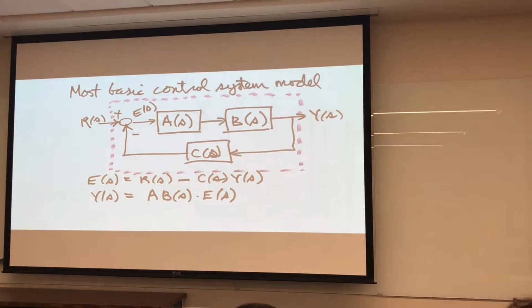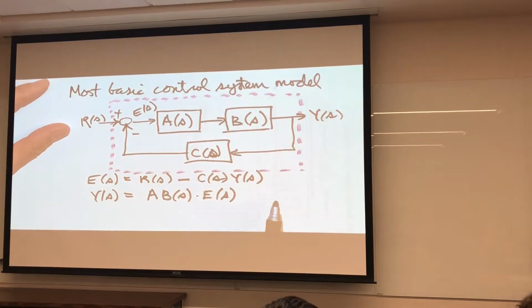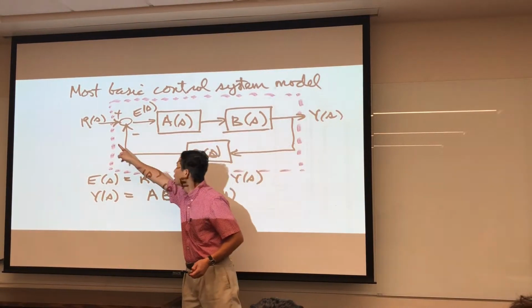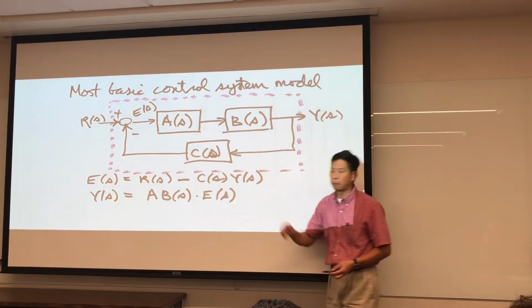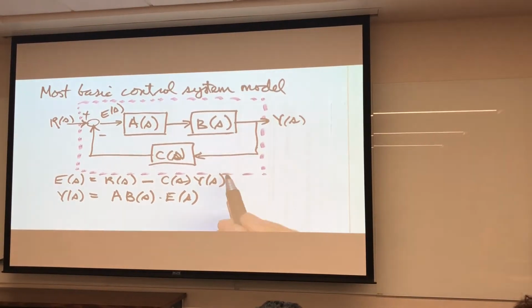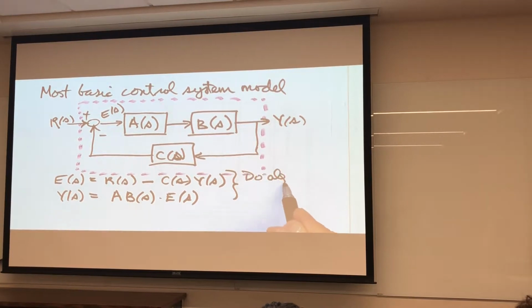Okay. But now these are all algebraic equations, and what we can do is we can now do some algebra operations to find the relationship between this input and that output. And so what we can do is manipulate the algebra to find the transfer function of that box.